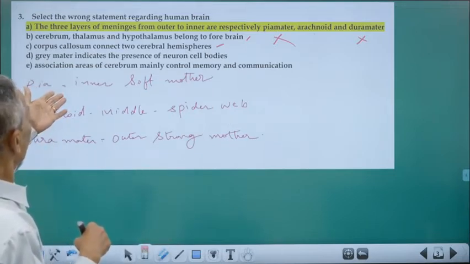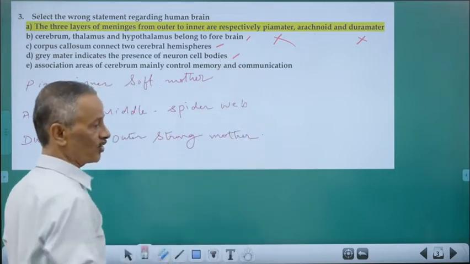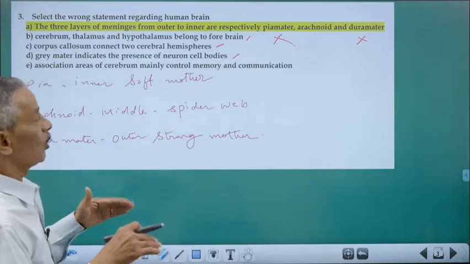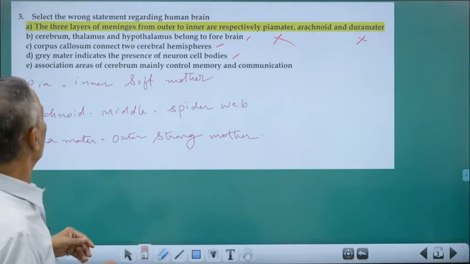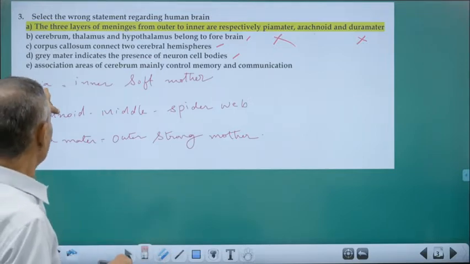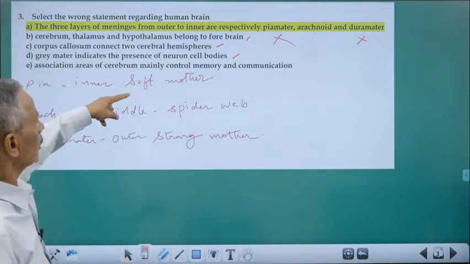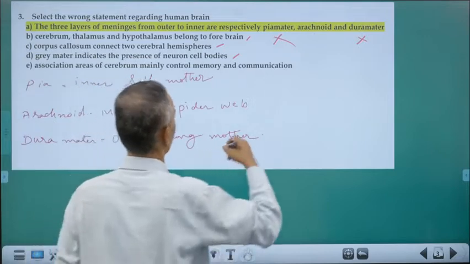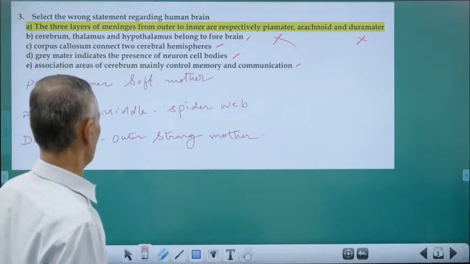Gray matter indicates the presence of neurons. That is why they are gray. White matter is mainly because of the myelin sheath of the axons. They contain axons covered by myelin sheath. That is why they are white in color, white matter. Association areas of cerebrum mainly control memory and communication. Correct. So only the wrong one is the first one.